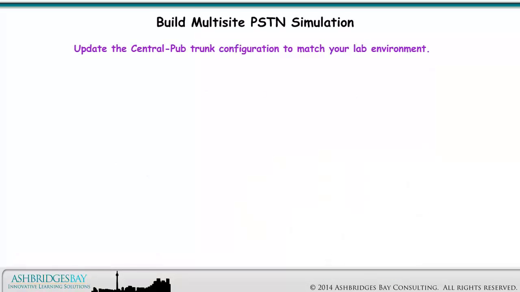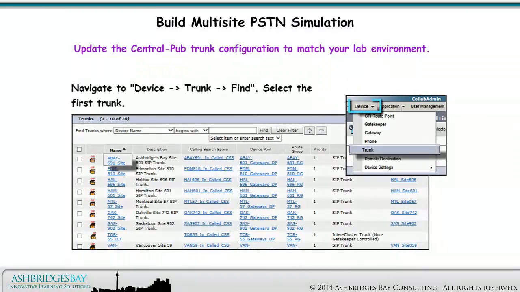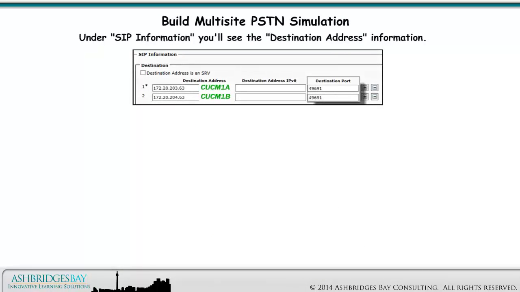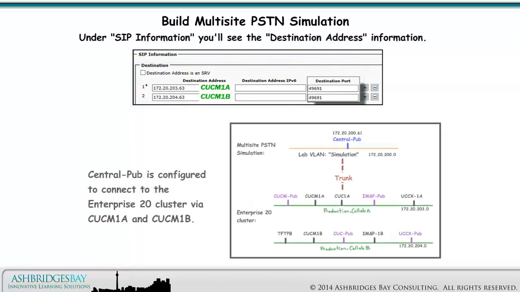Update Central Pub trunk configuration to match your lab environment. Navigate to Device, Trunk, Find. Select the first trunk. Under SIP information, you'll see the destination address information. Central Pub is configured to connect to the Enterprise 20 cluster via CUCM1A and CUCM1B.